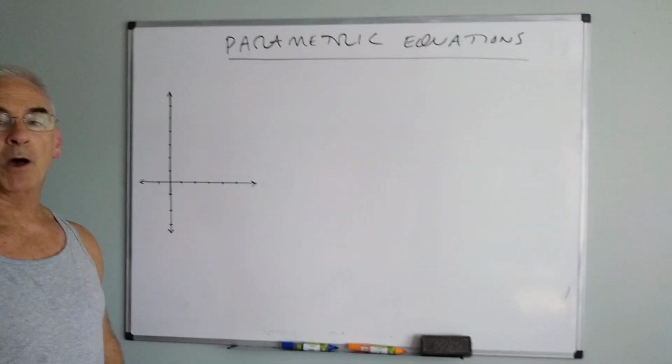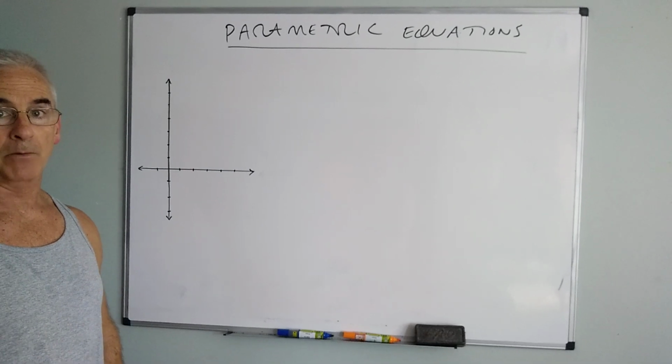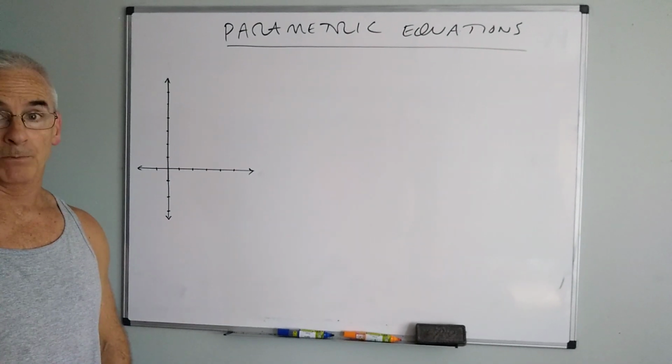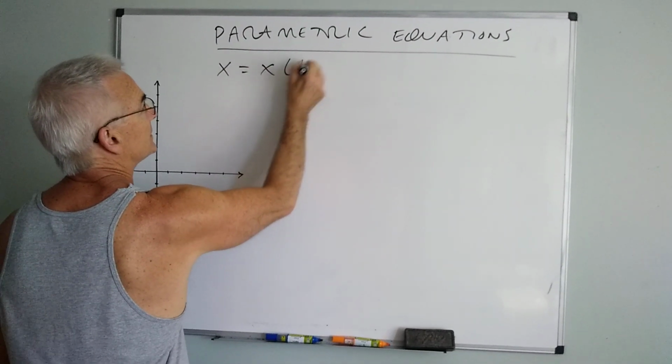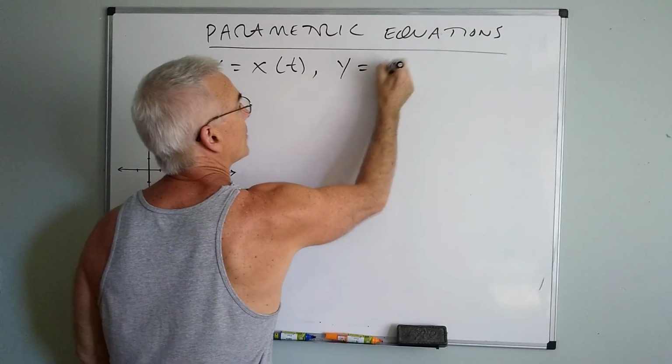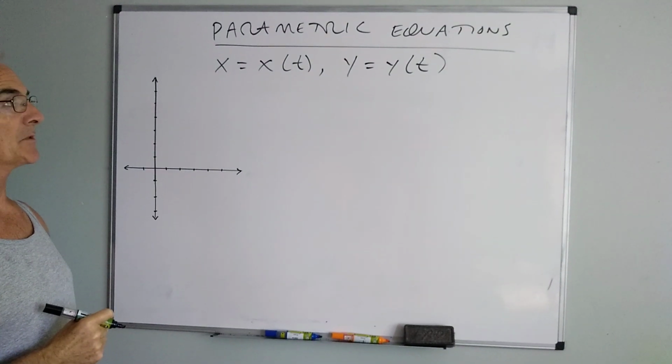Everyone, we want to talk about parametric equations. Now a parameter is an external variable to the problem that helps us describe something about the problem. So for example, if I said let x be a function of t and y be a function of t, then t would become my independent variable that I could describe the equation by.